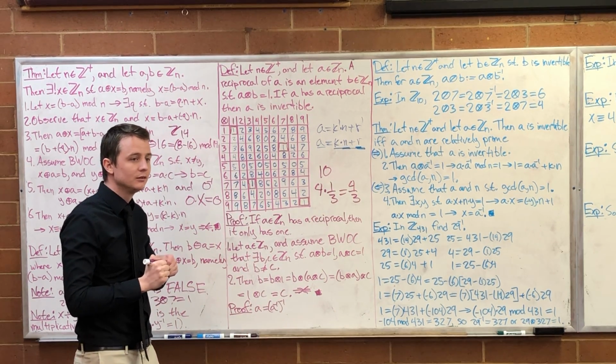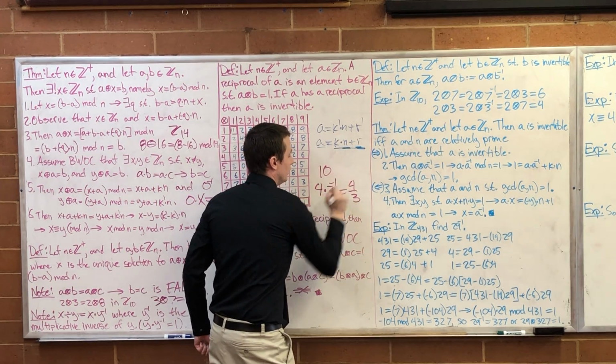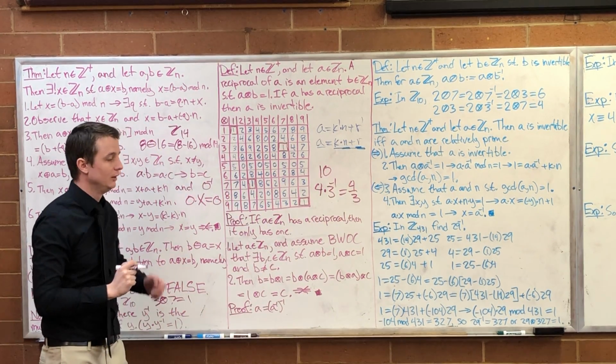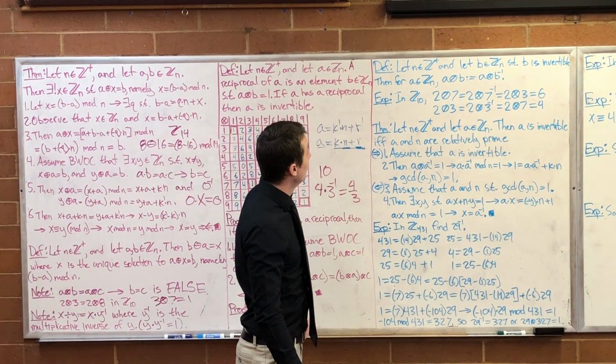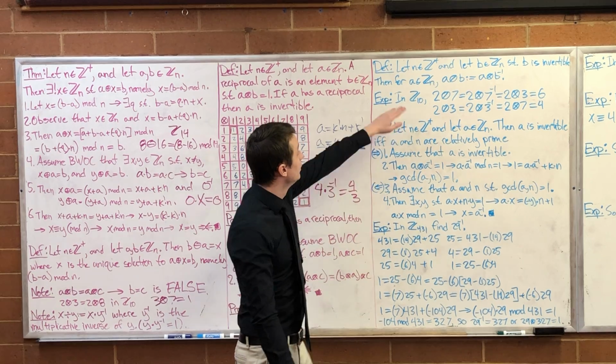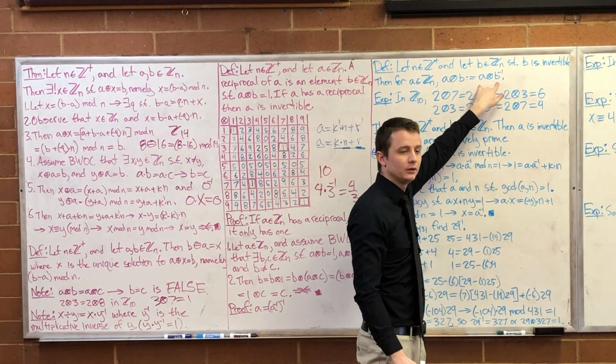Make sense? Or 4 times, to use the same notation we have there, 3's multiplicative inverse. Okay. So, a divided by b is defined to be a times b's multiplicative inverse.